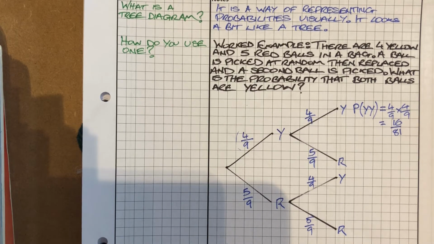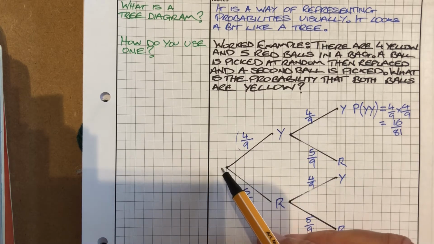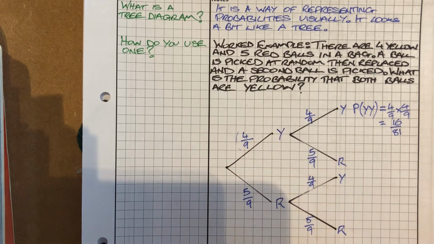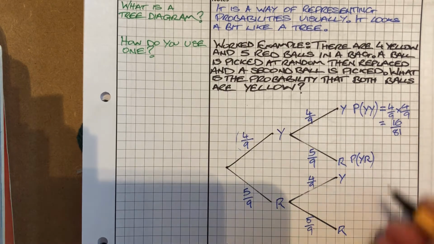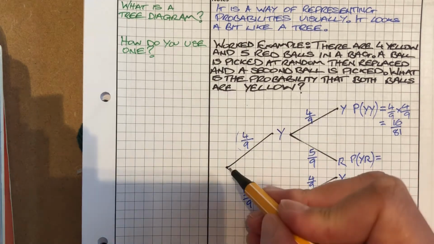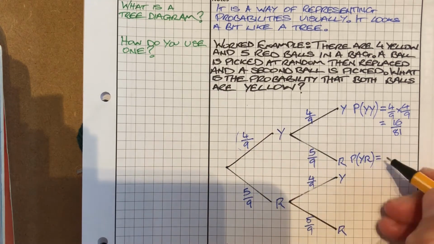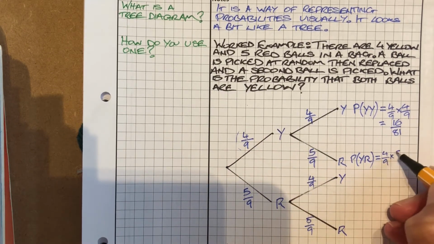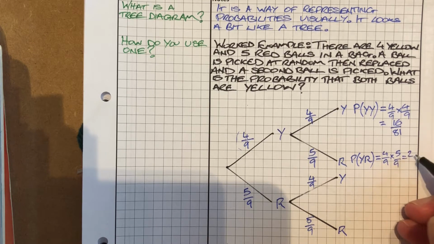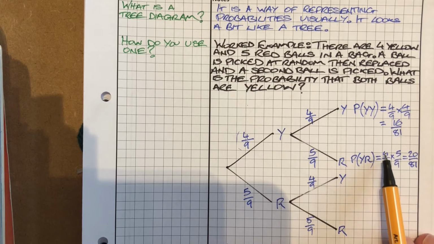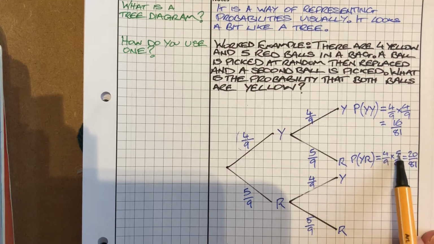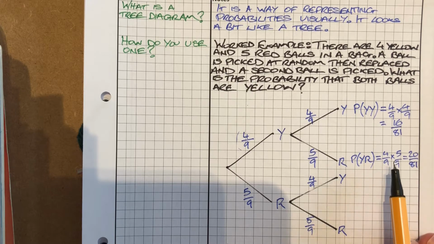Now, we're not asked to do anything else, but it might be useful to carry on. What if I followed this path followed by this one? That would get me a yellow followed by a red. And the probability of that is 4/9 times 5/9, and that is 20 over 81. Remember, multiplying fractions, we multiply the numerators together, 4 times 5 is 20, and we multiply the denominators together, 9 times 9 is 81.